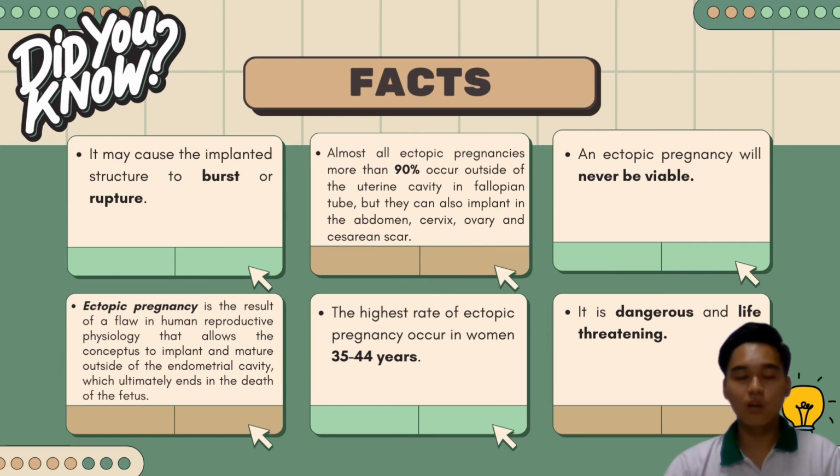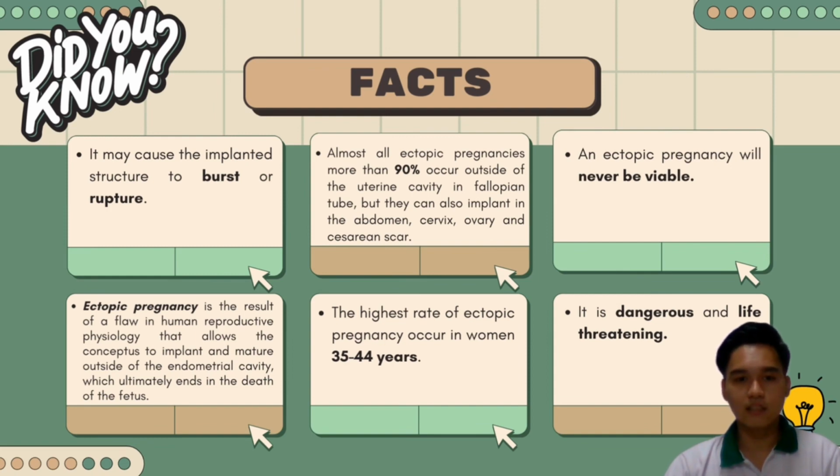Next, almost all ectopic pregnancies, more than 90%, occur outside of the uterine cavity in the fallopian tube, but they can also implant in the abdomen, cervix, and cesarean scar. This is reflected in the fact that the majority of ectopic pregnancies occur in the fallopian tube, with the ampullary part of the tube being the most common place. 80% of them actually occur there. An ectopic pregnancy will never be viable because it cannot be transferred or placed in a location within the uterus where it can develop normally until delivery. Both medication and surgery are used to manage ectopic pregnancy.